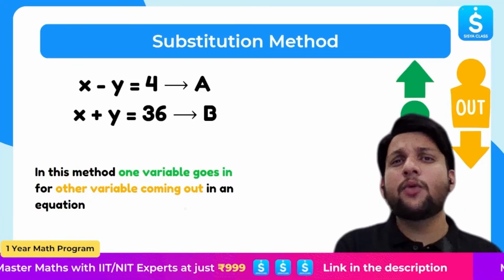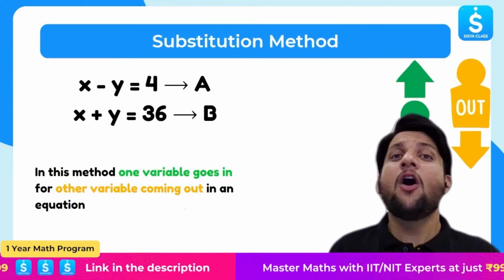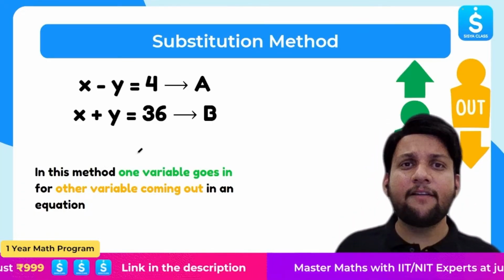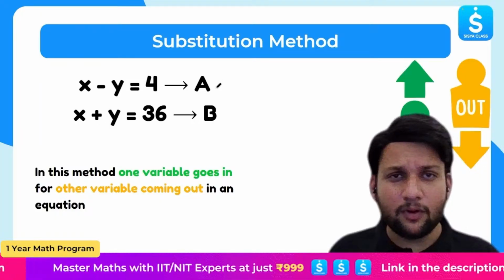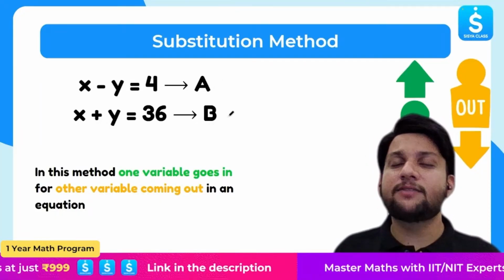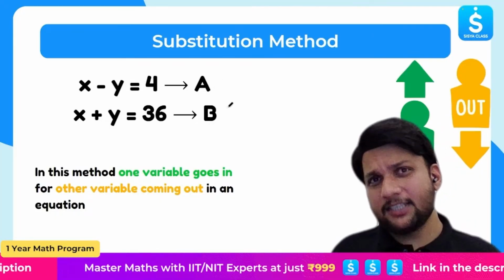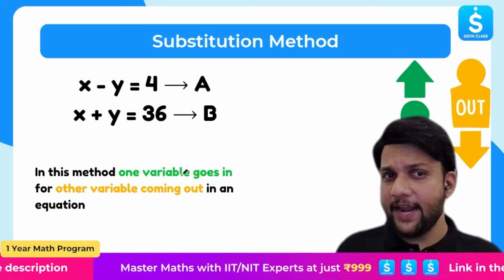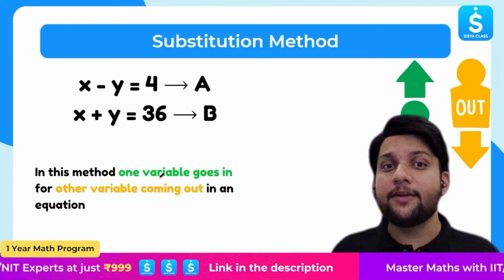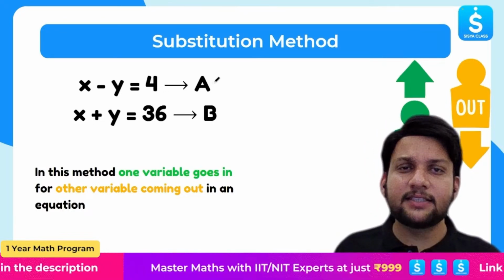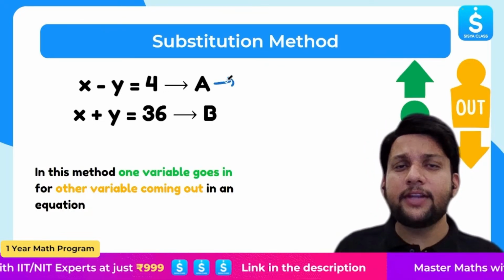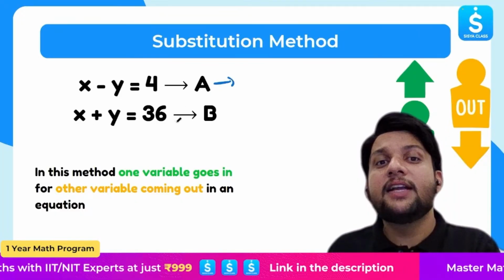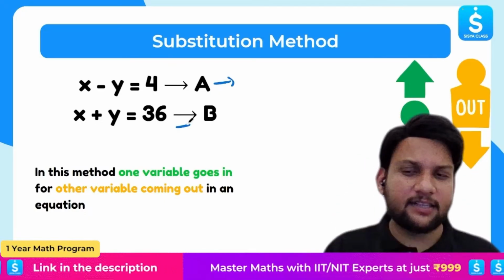All right. Let's move to a much quicker, much more efficient way. That is the substitution method, also called the in and out method. What does it say? See, if we have equation A here, that is x minus y equals 4, and we have another equation, x plus y equals 36. The strategy that we are going to follow in this method is that one variable will go in and the value for the other variable comes out. That means from equation A, I'm going to take the value of one variable and substitute that value in the second equation. I'll show you with the help of an example.